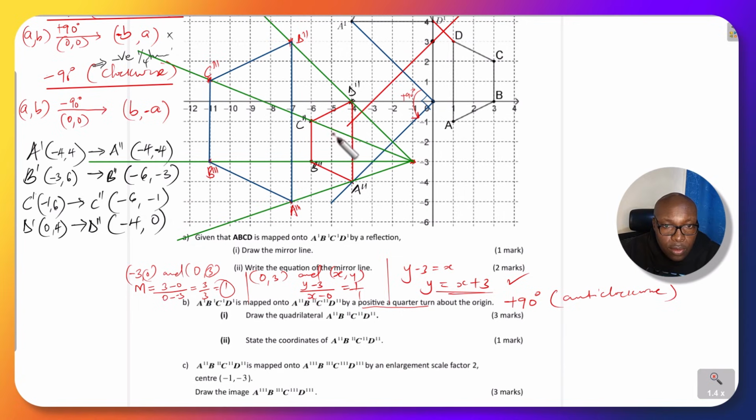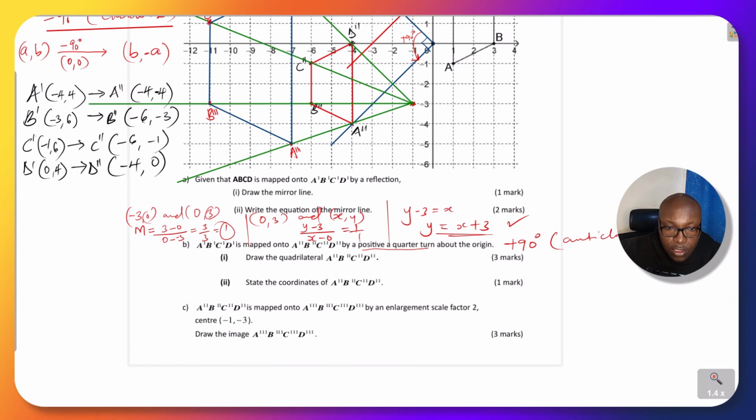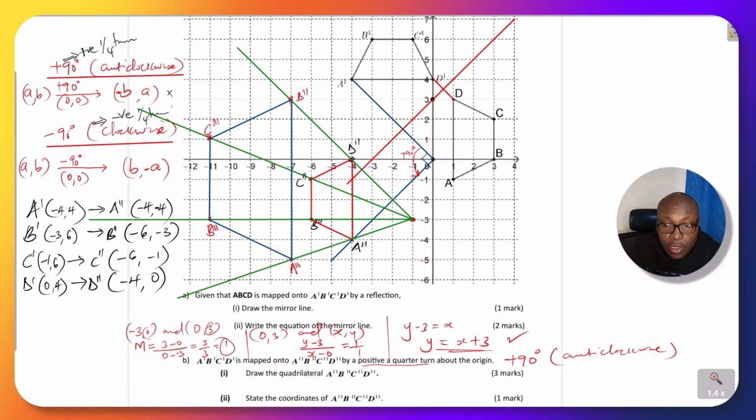So you can see now, this is the object after being enlarged, the center of enlargement is there. This is the image. So we've drawn. The only thing you're supposed to do there is to draw the image, and make sure after you draw every image, you label all the vertices. And that is how you're supposed to solve that question.